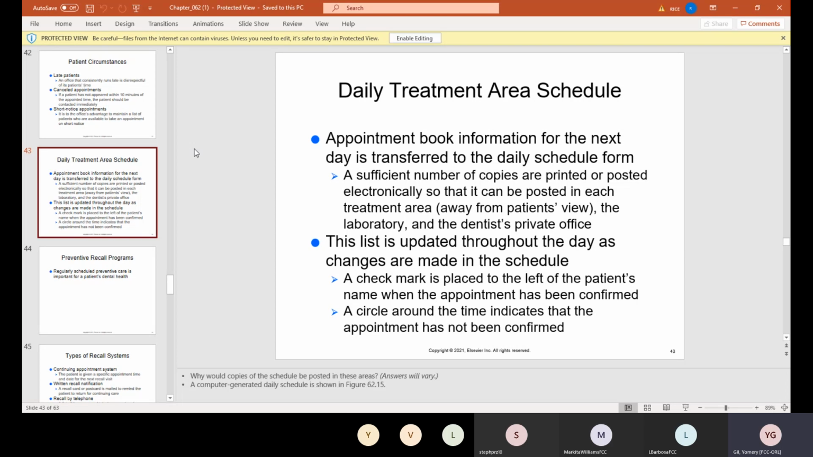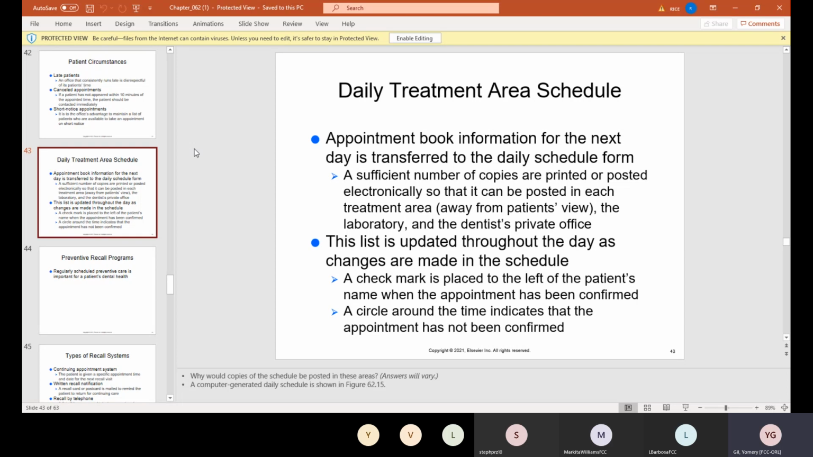They'll put it inside a cabinet of each operatory so that it's visible for the assistant. They'll put one on the doctor's desk, and the doctor, when they come in, can look at it and see what they have going on for the day. This list is updated throughout the day as changes are made in the schedule.